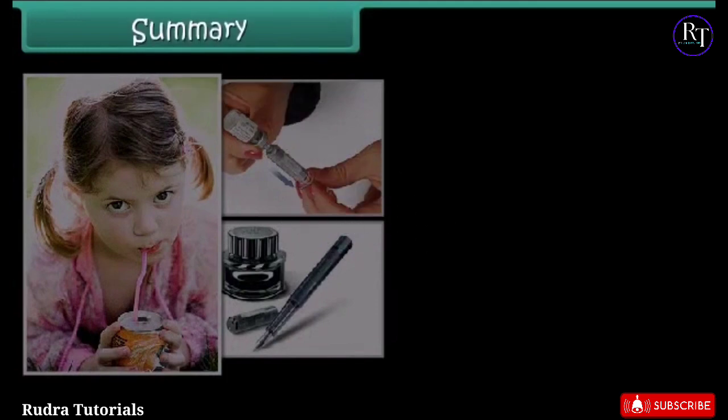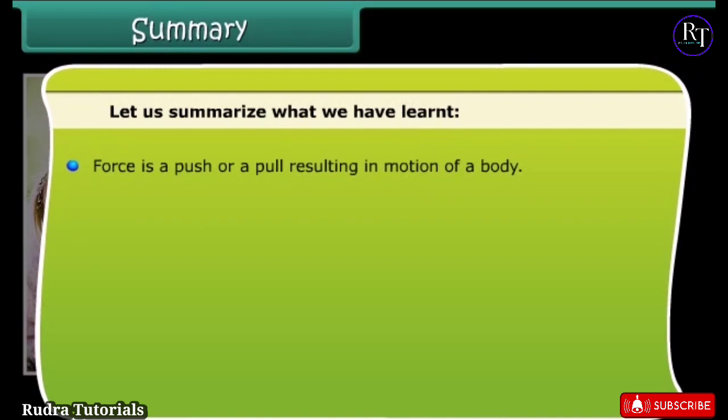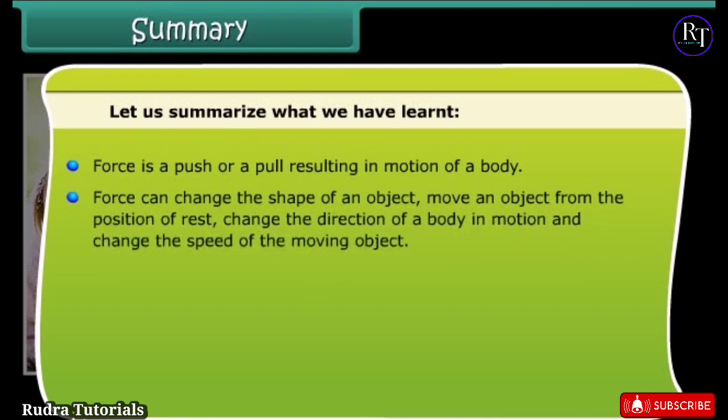Summary. Let us summarize what we have learnt. Force is a push or a pull resulting in motion of a body. Force can change the shape of an object, move an object from the position of rest, change the direction of a body in motion, and change the speed of the moving object.